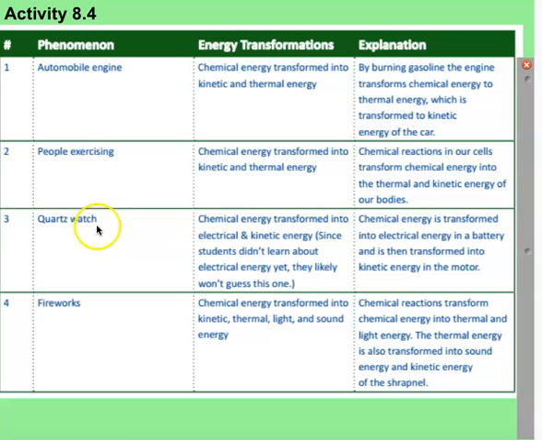How about the watch? I know they have a quartz watch here. We're talking, if it's an old-fashioned watch versus a new modern digital watch, that might make a difference. But chemical energy transformed into electrical and kinetic energy. We're going to be getting to electrical energy next, so you may not have had that.